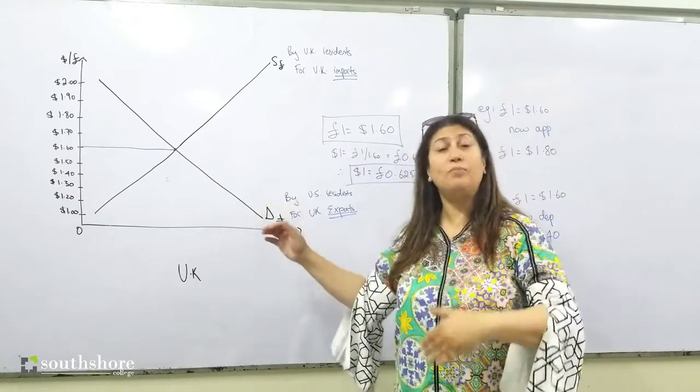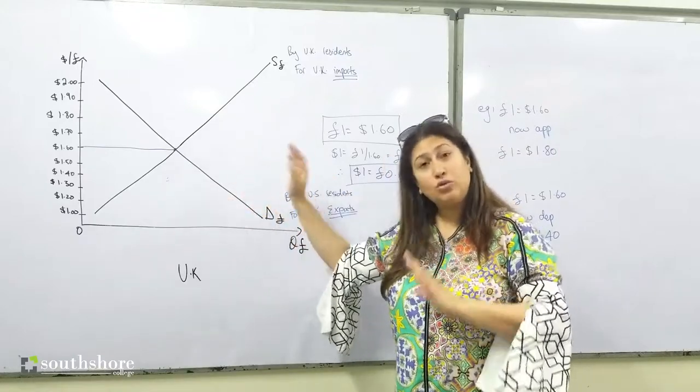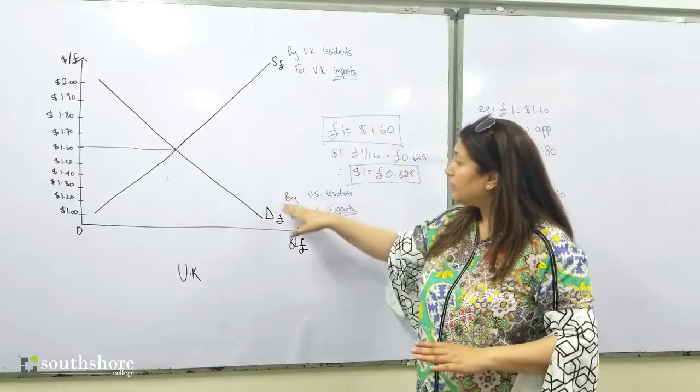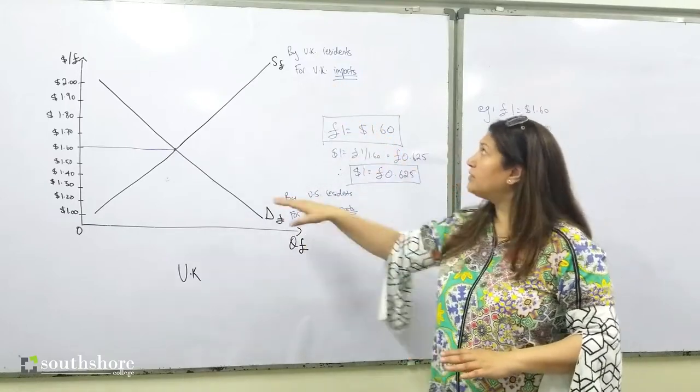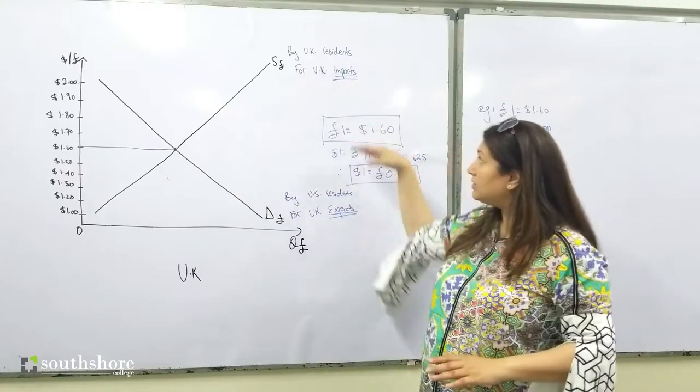Everything that we are going to do past this point is going to be based on these demand and supply curves. So you need to understand them. What does the demand represent? What does the supply represent? Demand by US residents for UK exports. Supplies by UK residents for UK imports. This is going to be very important a little bit later.